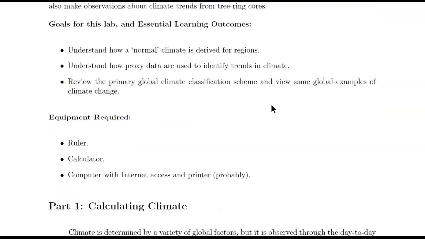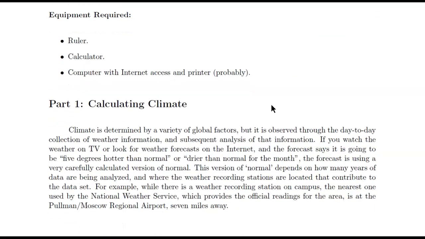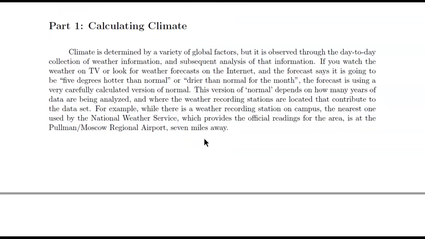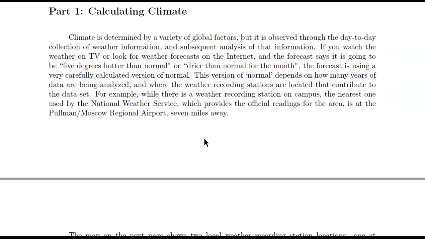So I'm going to skip through the goals. The equipment that you require: you need a ruler, you need a calculator, and you need a computer with internet access, and probably a printer. You don't necessarily need it. You can still do it by just zooming in basically, but it's helpful if you have a printer, from what I recommend. However, you do need a ruler for sure, and a calculator at the very least. Excel would be useful instead of a calculator, but if you want to use your calculator, that is perfectly fine as well.